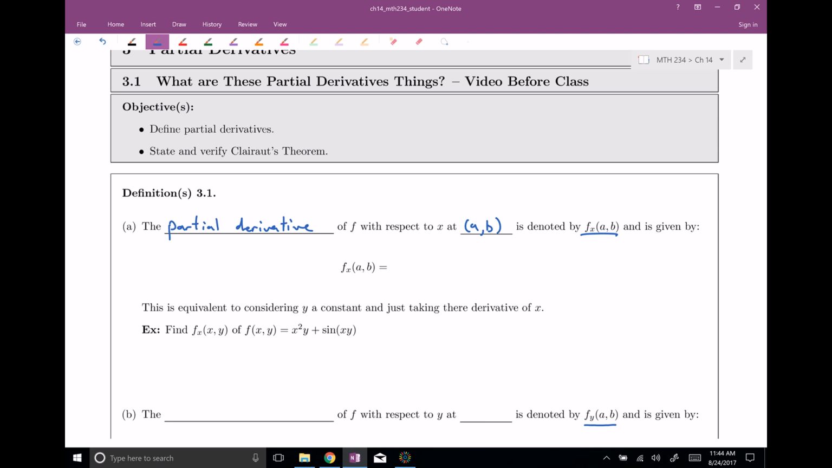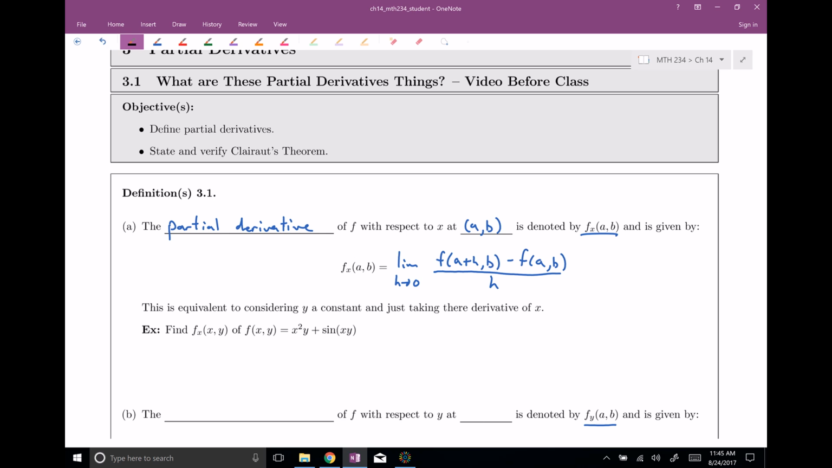So this is given by, well, here we go. The partial derivative with respect to x is going to mirror very similarly our limit definition for a derivative for regular old derivatives back from Calc 1. So this is the limit as h goes to 0 of f(a+h, b) minus f(a, b), divided by h. Back from Calc 1, you didn't have these b coordinates, so they wouldn't be here, but you would have something like f(a+h) minus f(a), divided by h. That would be the derivative at a for the function f. Okay, so this is equivalent though.